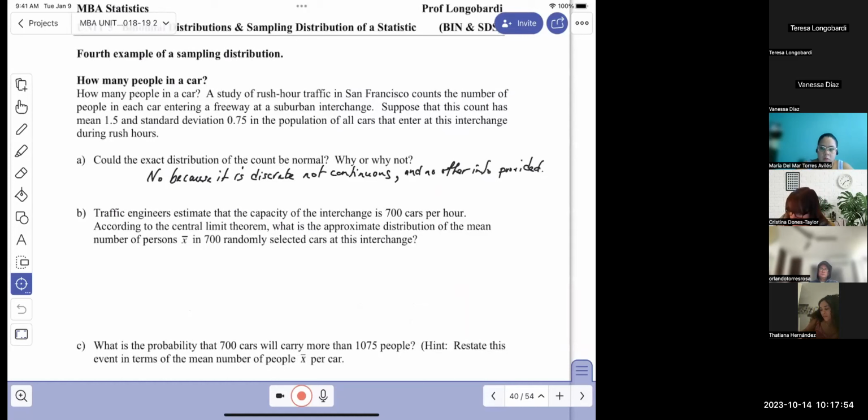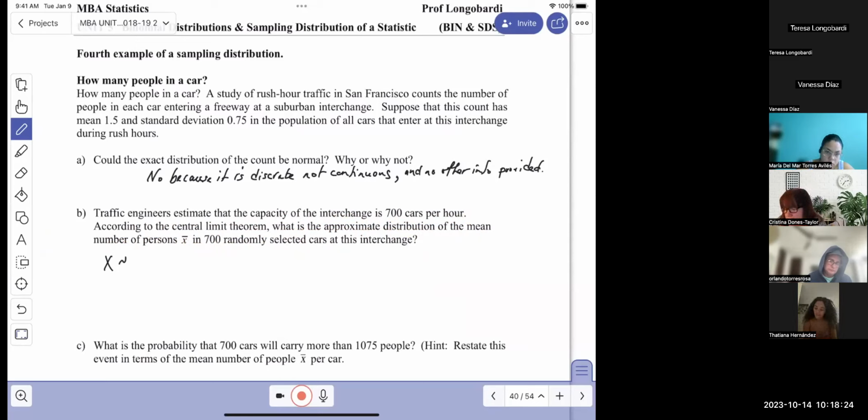Yes. Okay. Traffic engineers estimate that the capacity of the interchange is 700 cars per hour. According to the central limit theorem, what is the approximate distribution of the mean number of persons, X bar, in 700 randomly selected cars? Okay, so what are we doing? We begin with X is the count. So I'm using X as the count of people in the car.